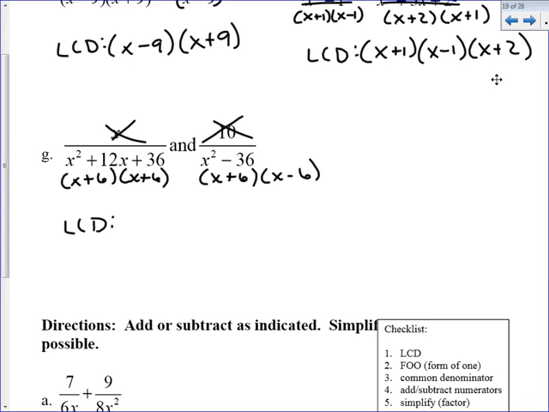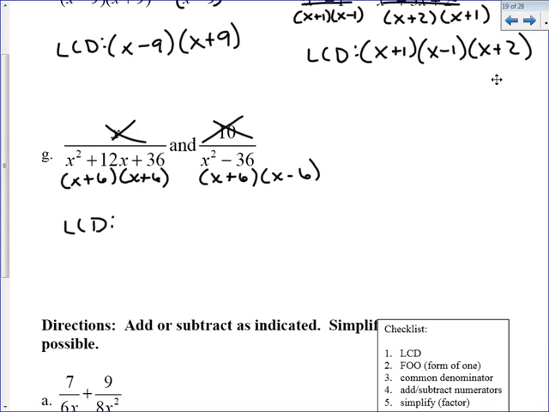How many times do you see x plus 6 in the first fraction? How many times do you see it in the second fraction? Which of those is bigger? You got to have it twice. We're trying to cover the fraction that has it the most. When we're building LCDs, we always need to cover the fraction that has that factor the most.